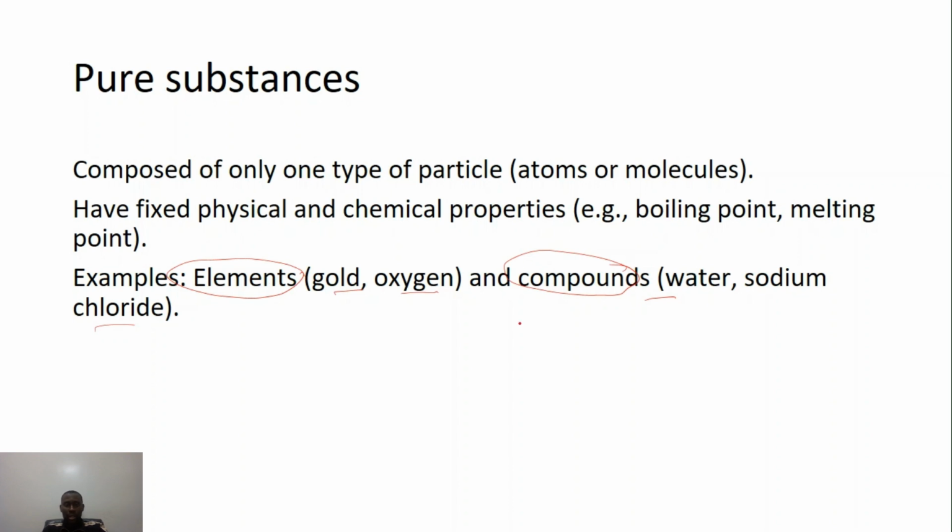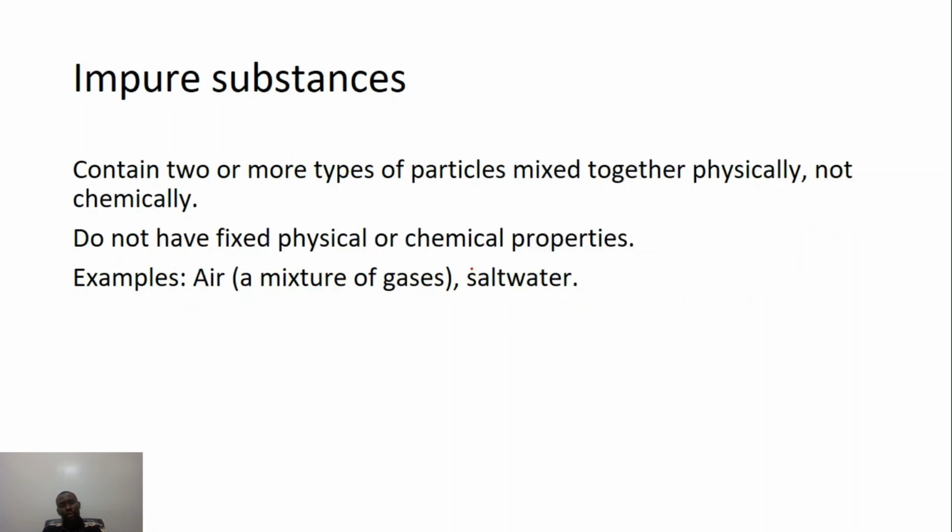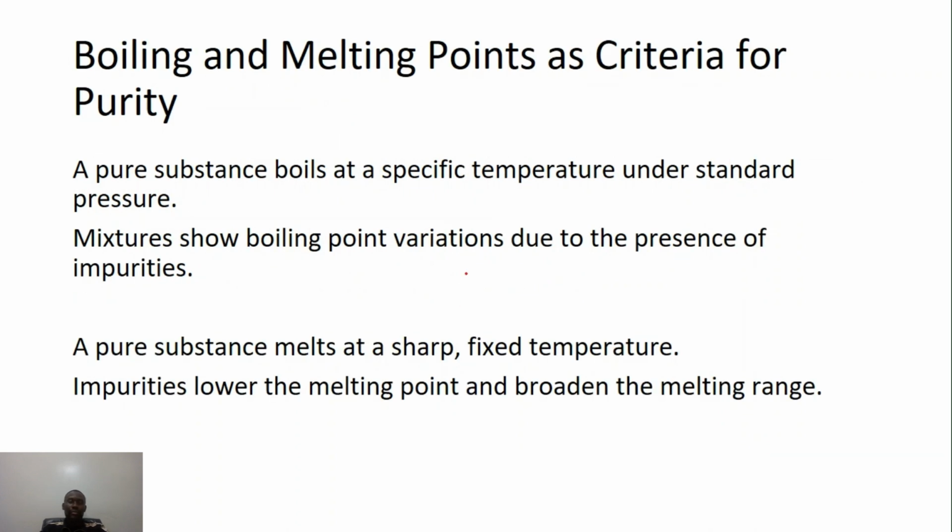What is unique about them is that they are only made up of one type of particle, either atoms or molecules. Okay? While impure substances contain two or more types of particles mixed together physically and not chemically. They do not have fixed physical or chemical properties. Okay? And examples of mixture are air and salt water, right?